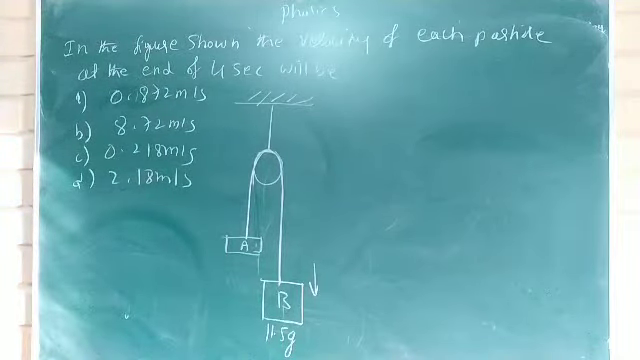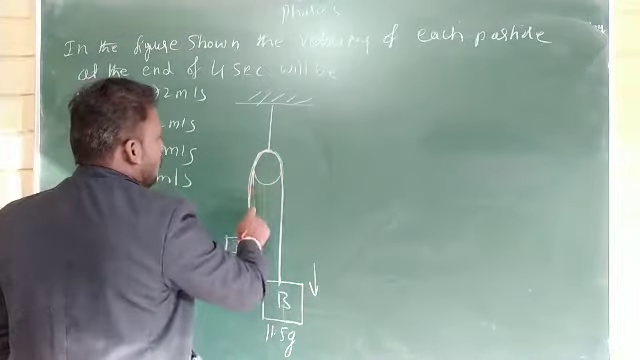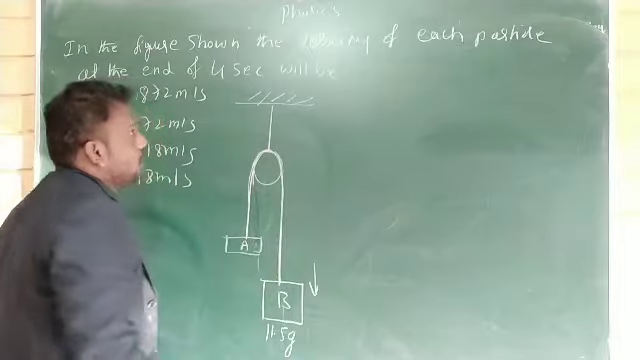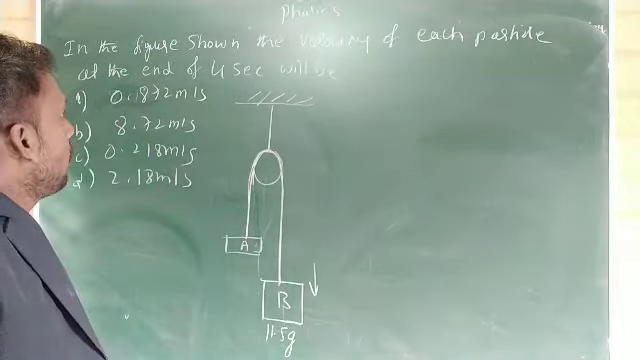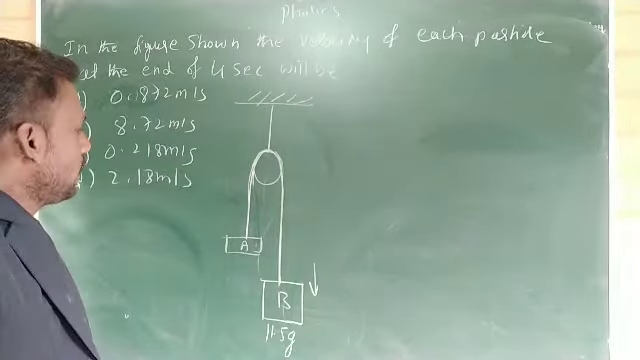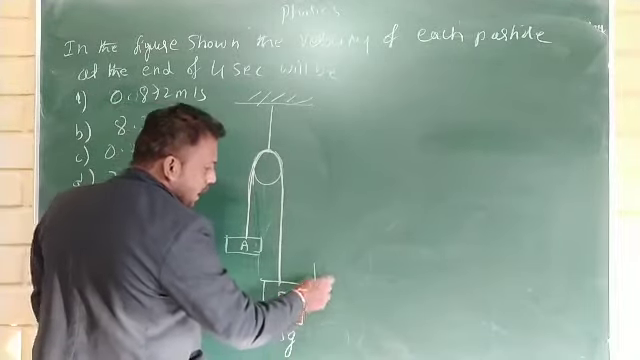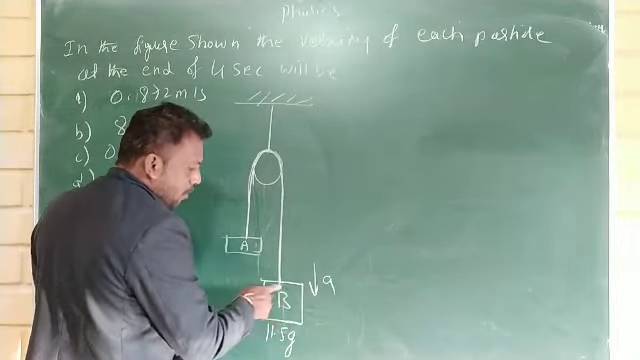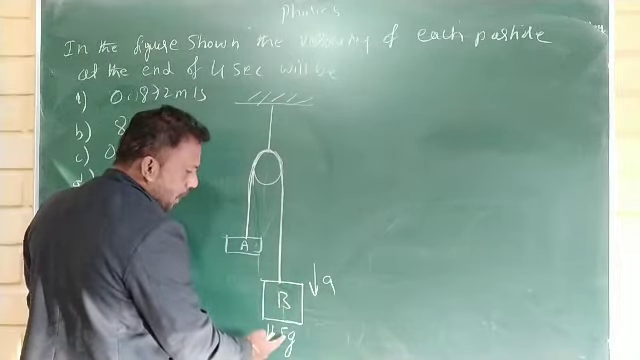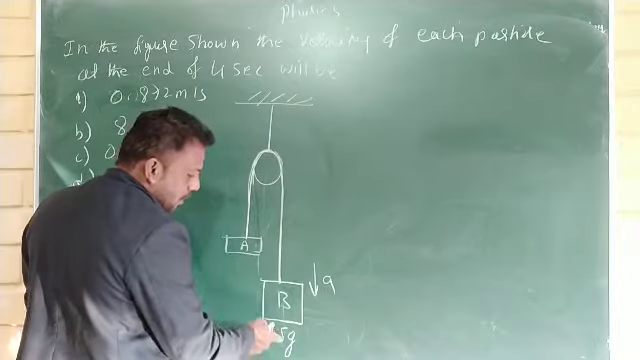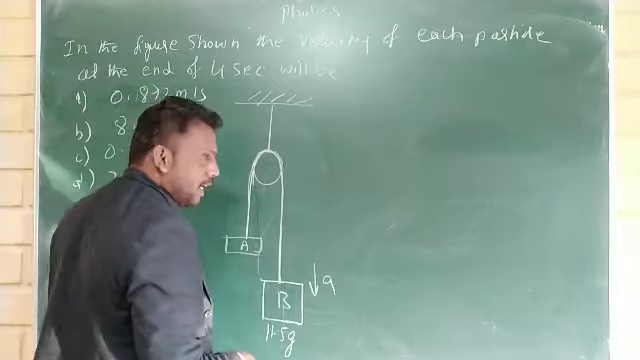The figure is like this. Here, two masses are suspended by a string through a pulley. Find out the acceleration of each particle at the end of 4 seconds. Here, the acceleration direction is toward the body of mass B. Mass is given as 11.5, and 11.5 g indicates the weight of the body.